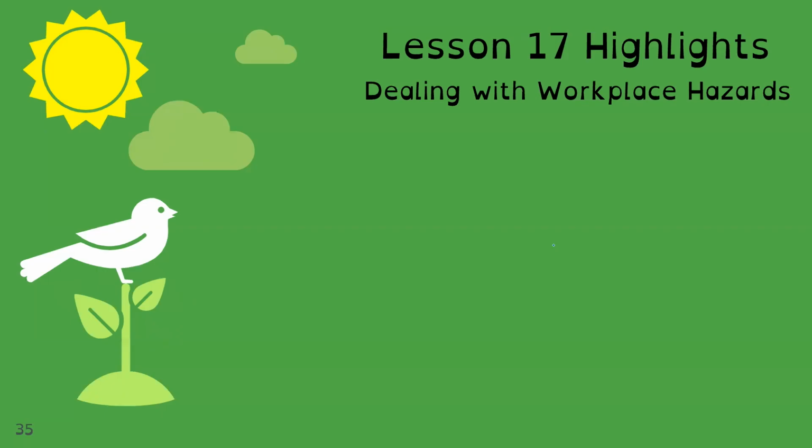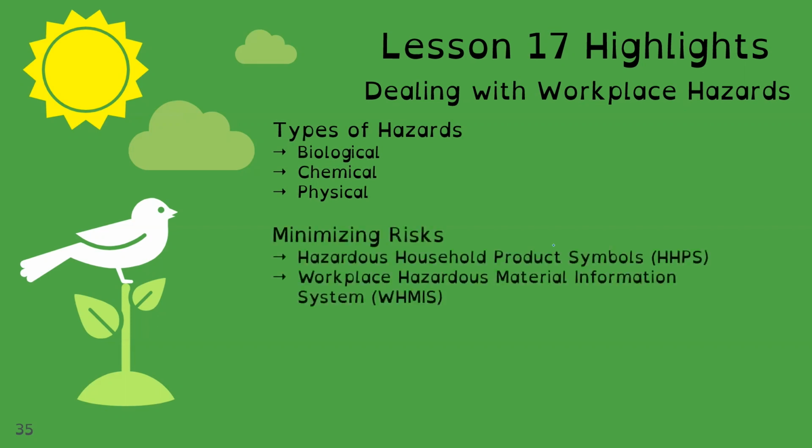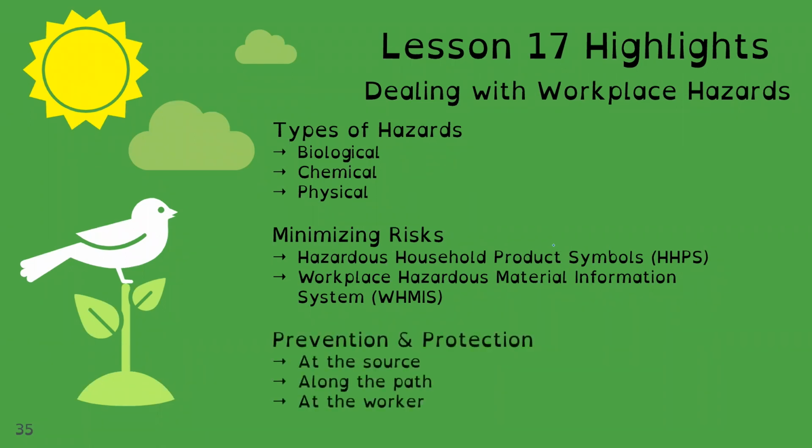Okay, lesson 17, dealing with workplace hazards. So the types of hazards we talked about were biological, chemical, and physical that could happen in the workplace. In order to minimize these risks, we talked about the hazardous household product symbols, which is the HHPS system, and the workplace hazardous material information system, which is the WHMIS. And we looked at how understanding those symbols helps to set yourself up for success and safety within the workplace. And then we talked about prevention and protection, so how we can minimize these risks and not be impacted by these hazards as much, particularly at the source is the best place to do it, then along the pathway, and then finally at the worker is the last stage in terms of preventing and protecting from hazards.